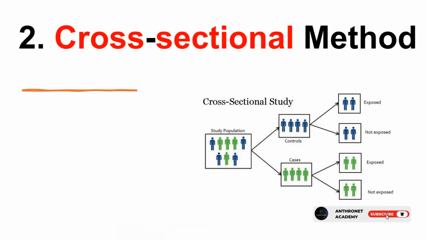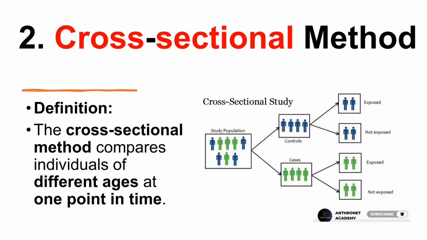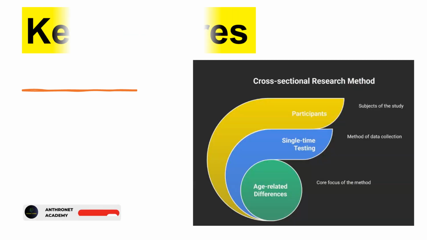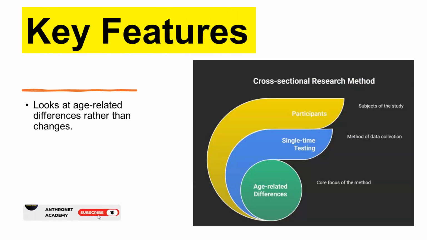2. Cross-sectional method. Definition: The cross-sectional method compares individuals of different ages at one point in time. Key features: Looks at age-related differences rather than changes. Participants are tested only once.